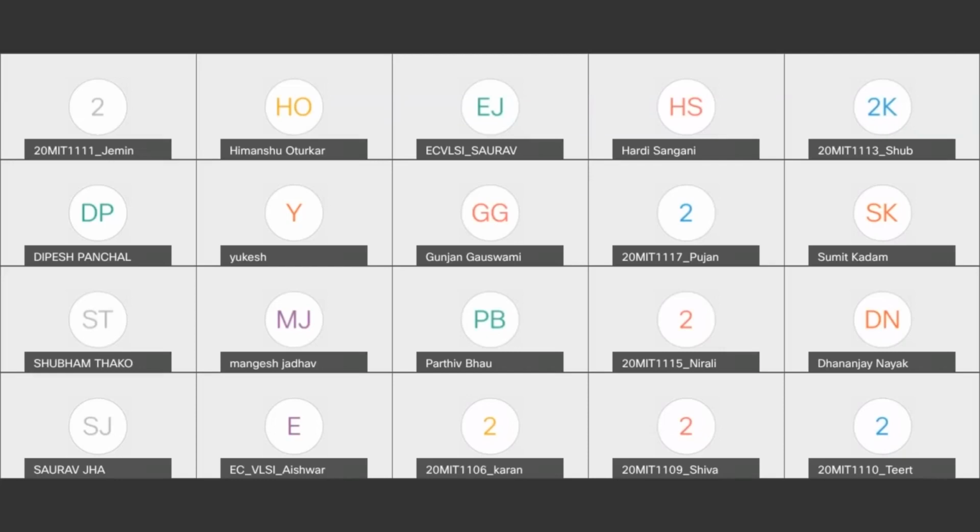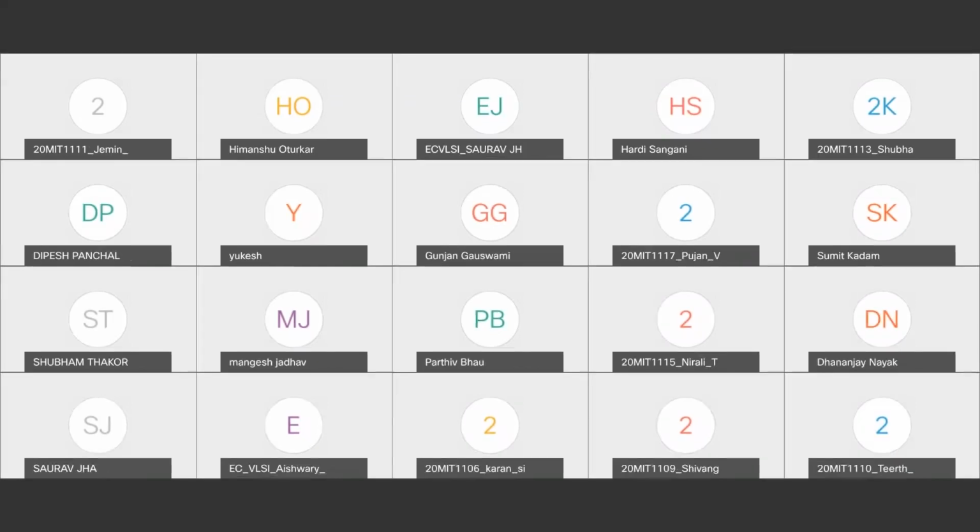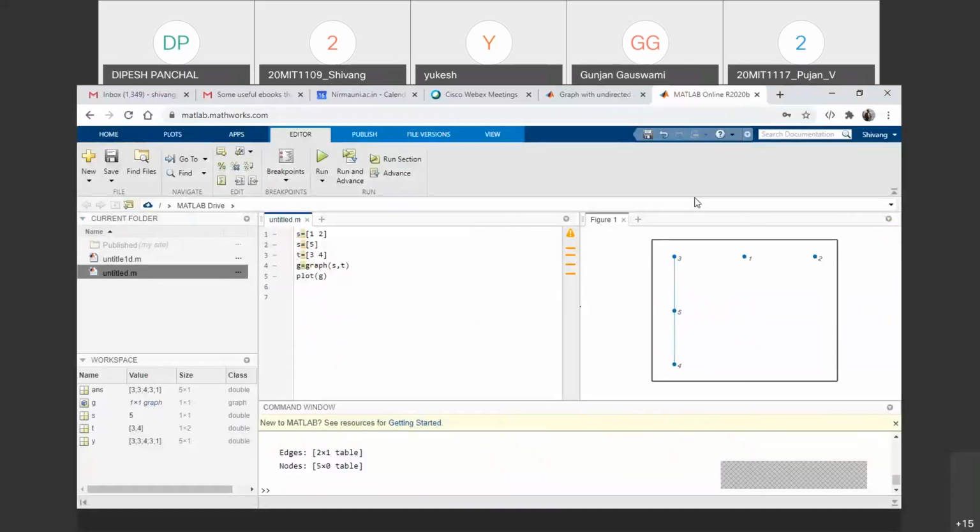Sivang, can you share? Sir, I used 3 variables. Let us see. Can you share? Yes, sir. The source is only one and the target is only one. Can you remove the first 1, 2 line and then see what is the result?